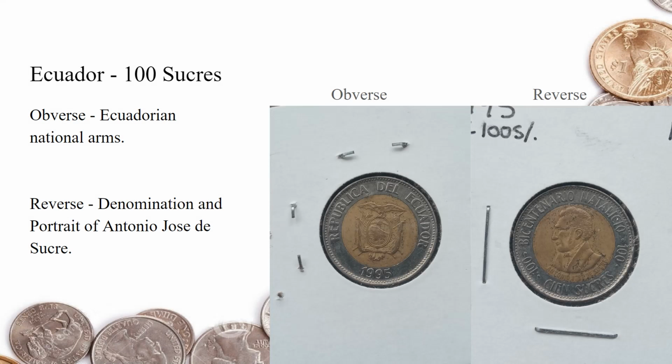Next, we have 100 sucres from Ecuador. The obverse of the coin is the Ecuadorian national arms, and it also has the date as well as República del Ecuador, the Republic of Ecuador.